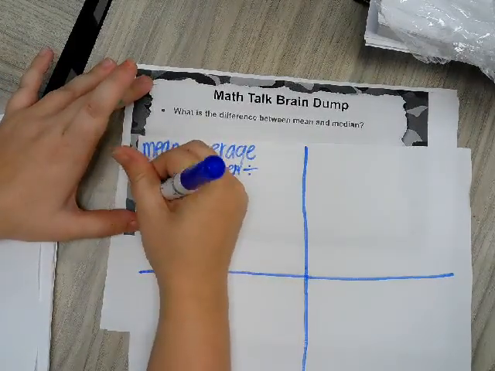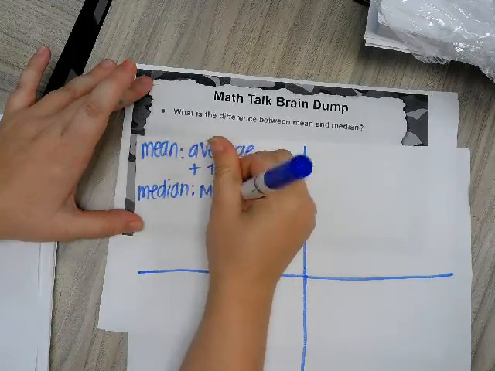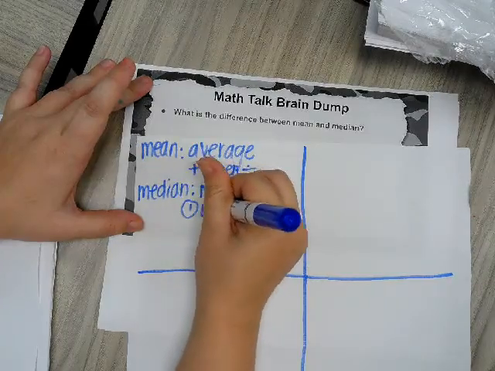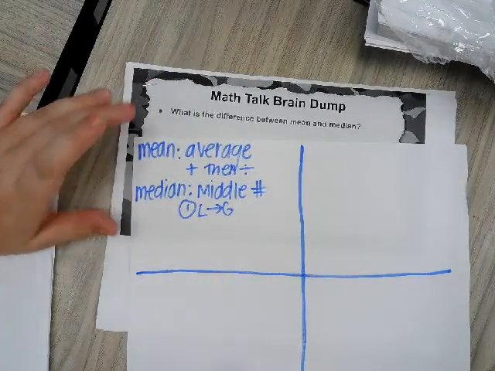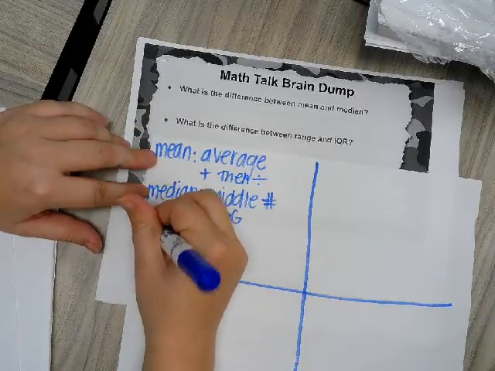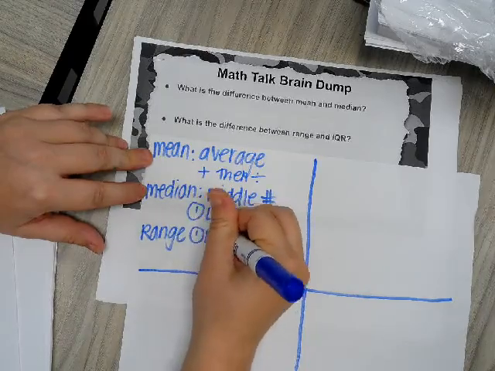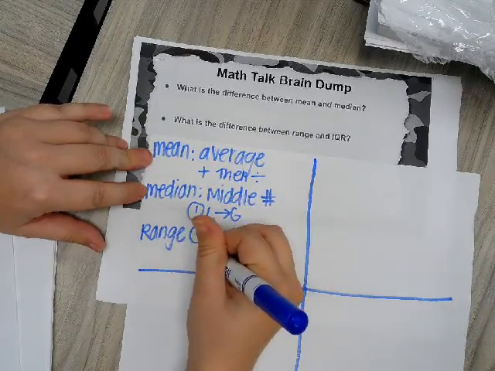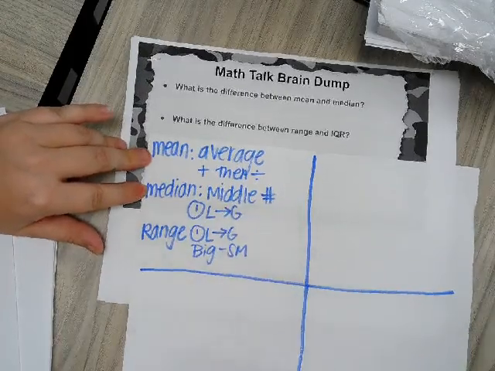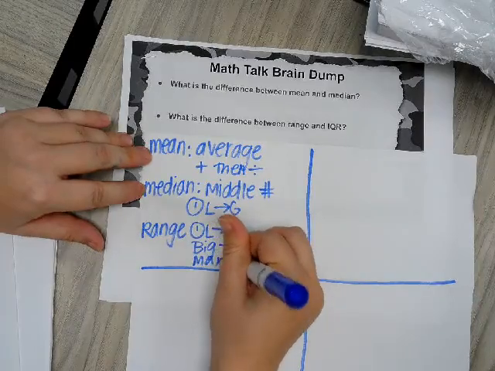Okay, median. That is your middle number. Remember, first we have to put them in order from least to greatest. Then we find that middle. Range. That's again when we first put them in order from least to greatest, and then we subtract our big minus our small number, or our maximum minus our minimum.